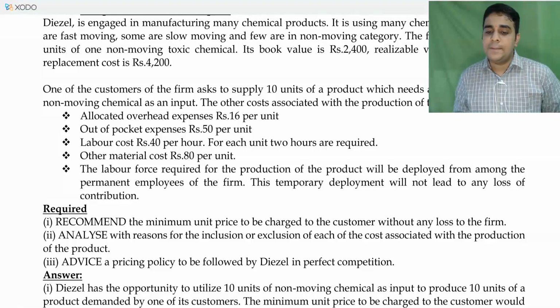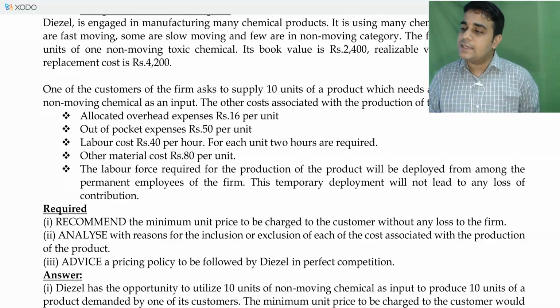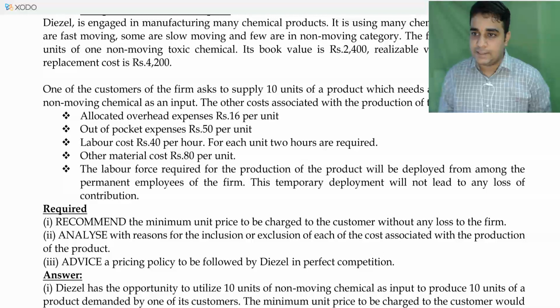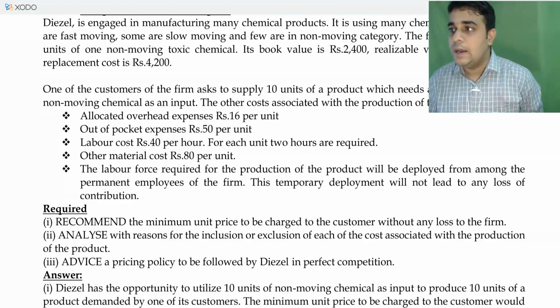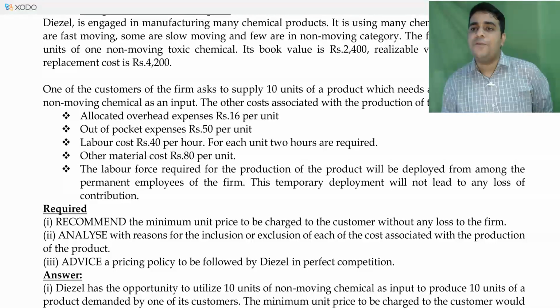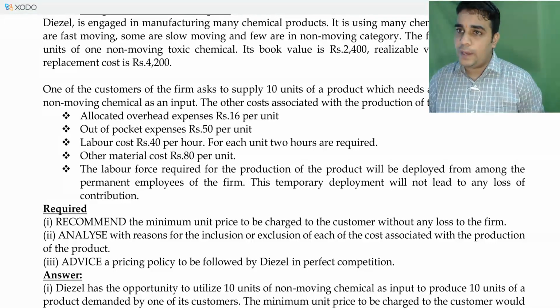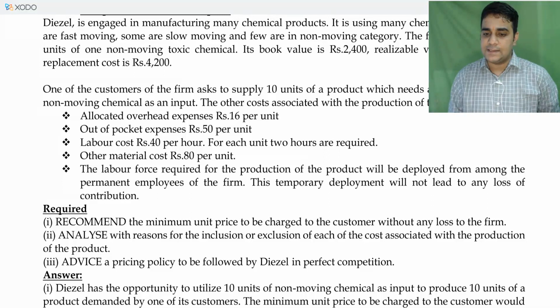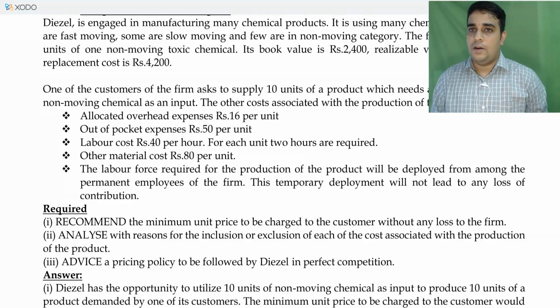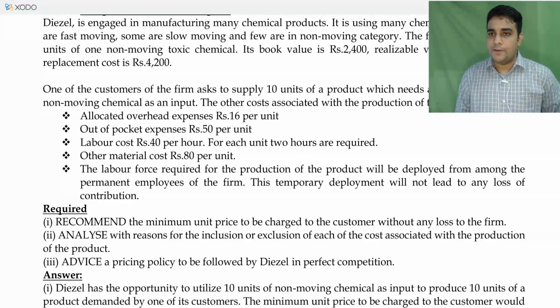Advise a pricing policy to be followed by diesel in perfect competition. I will discuss this in detail later on. But there are multiple forms of market. There is a monopoly market, a duopoly market, an oligopoly market. Perfect competition is basically a scenario where you have how many buyers and sellers? What is the situation for buyers and sellers? Any idea, do you remember? Not equal. Large number of buyers and sellers. There will be a lot of buyers and sellers.